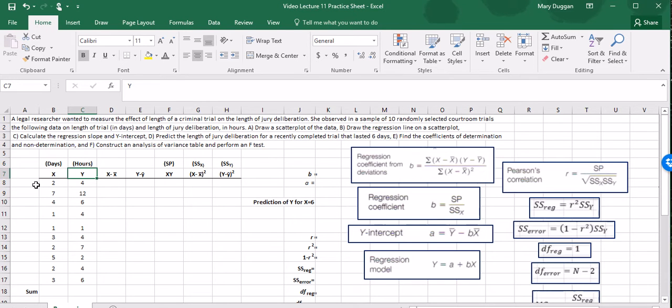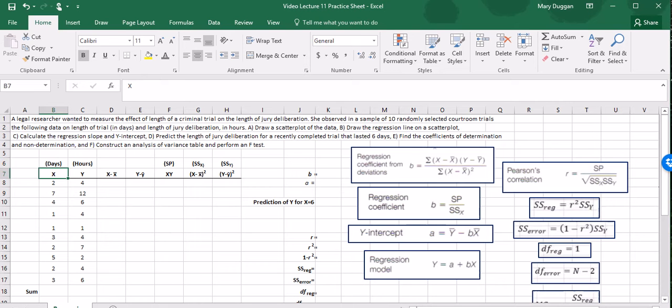So the x-axis is home to the proposed independent variable, and the y-axis is for the dependent variable, or the variable that might change as a function of x. In this case, the hours of jury deliberation, y, might vary depending on the value of x, which is the length of the trial. The null hypothesis is that there is no relationship between length of criminal trial and the length of jury deliberation, and we're going to use an F statistic to find out if we should retain or reject the null. But I'm getting ahead of myself.